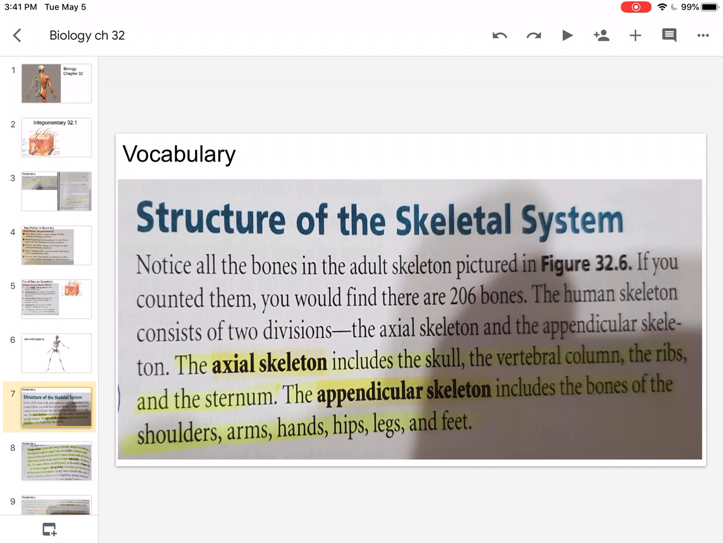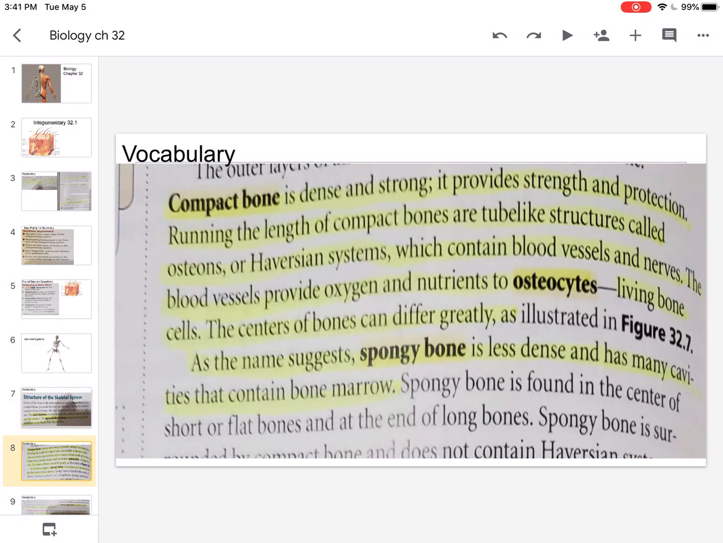So the axial skeleton includes the skull, the vertebral column, the ribs, and the sternum. The appendicular skeleton includes the bones of the shoulders, arms, hands, hips, legs, and feet. Compact bone is dense and strong. It provides strength and protection.